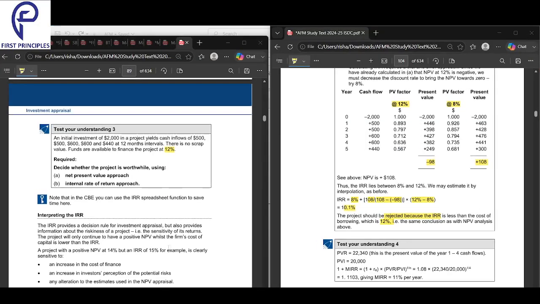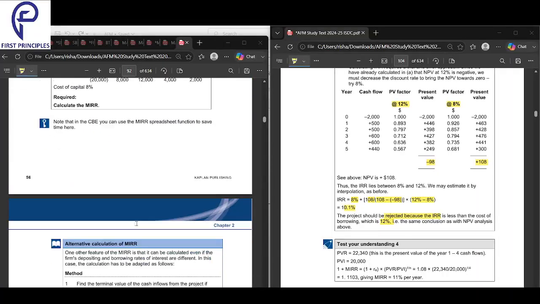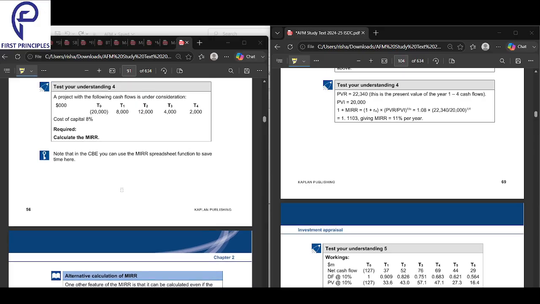Moving on now, we have one for MIRR as well. Let's do one sum from the MIRR perspective. So the project, looking from the point of MIRR here, the project with the following cash flows under consideration. So you have the project cash flows: 20,000 and 8, 12, 4, and 2. So you take the outflow and the inflow.